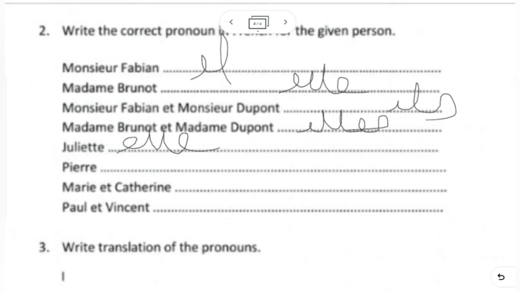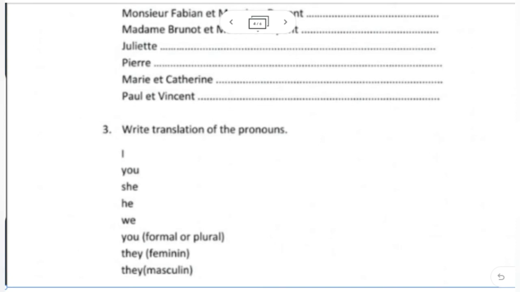ELLE. Right? Pierre. Now Pierre is a masculine singular. IL. Very nice. Now Marie et Catherine. This is what? Two feminine words. That is ELLES. Paul et Vincent. This is what? There are two masculine words. So masculine singular, no. Then masculine plural. So what will we be using? ILS. Very nice. Understood? See, the right translation of the pronoun.